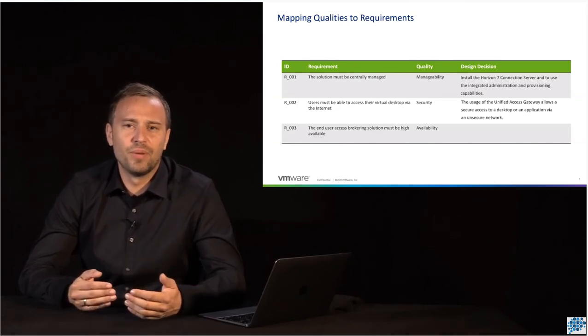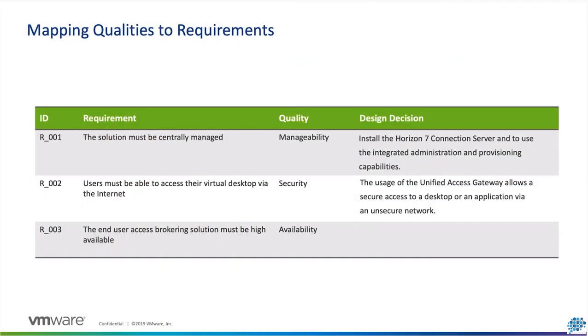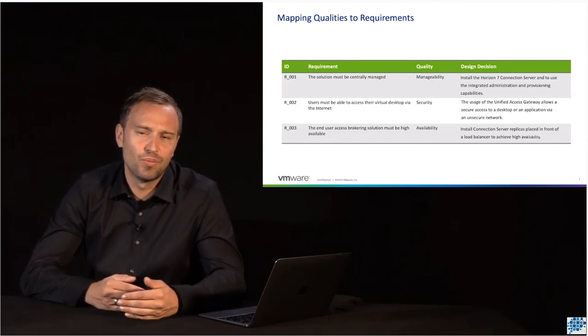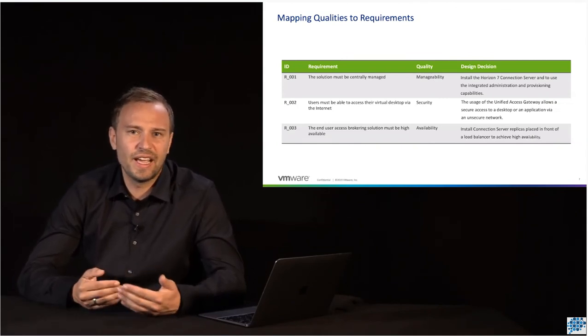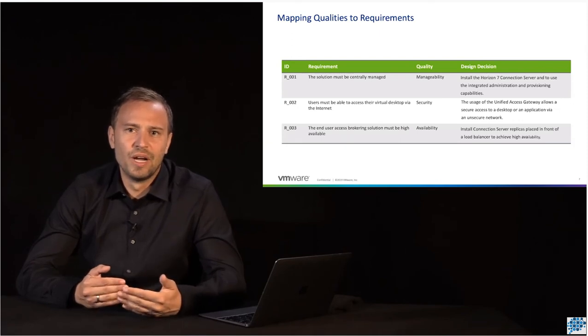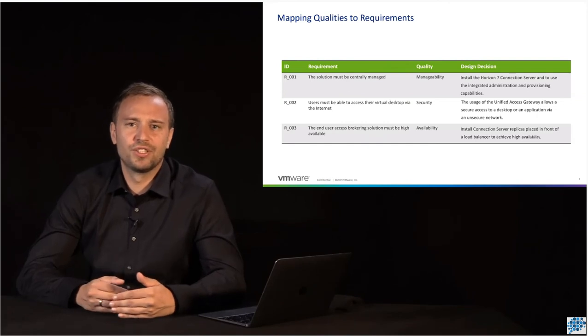The last requirement in our example is that the end-user access brokering mechanism must be highly available. And that's why we install our connection server in a multiple fashion. So we install connection server replicas to be able to handle more connections and to have a higher availability in case that one connection server fails.